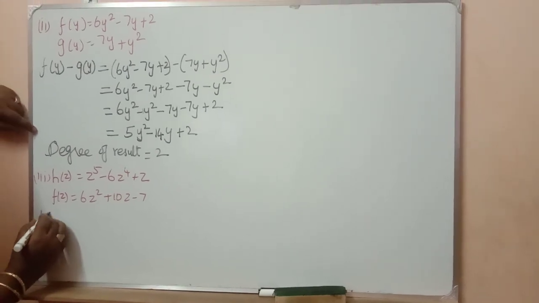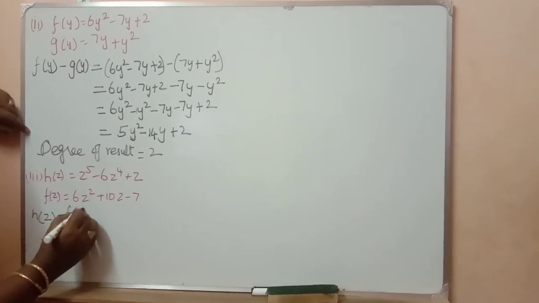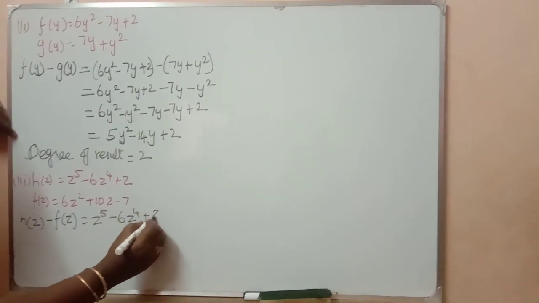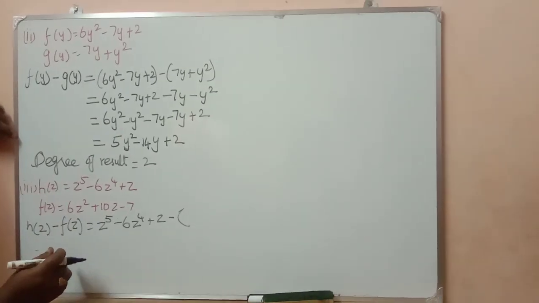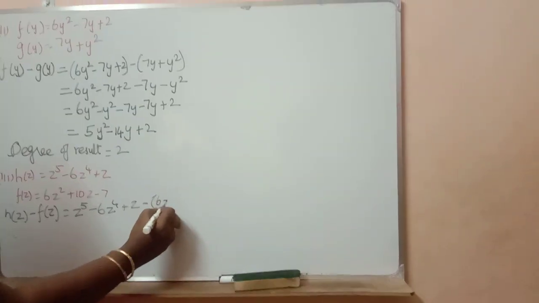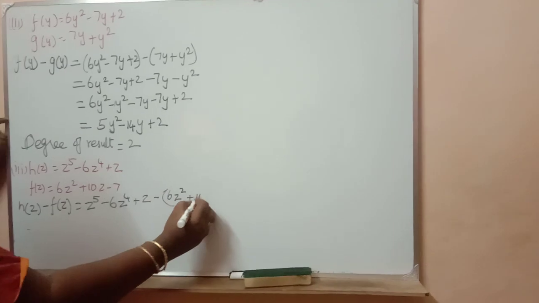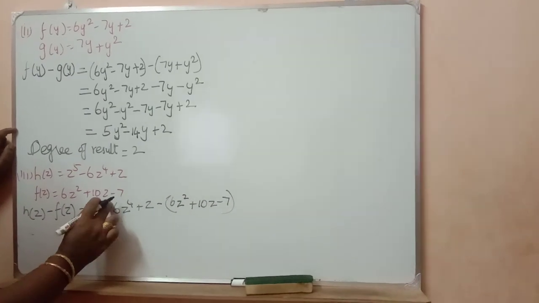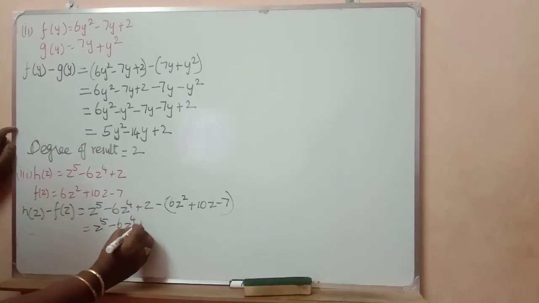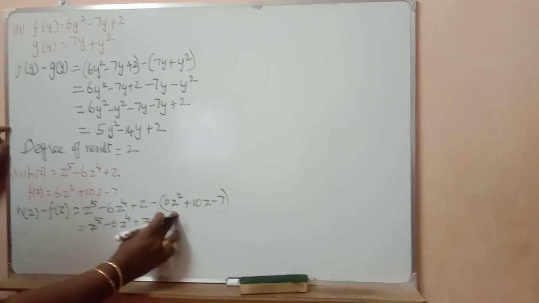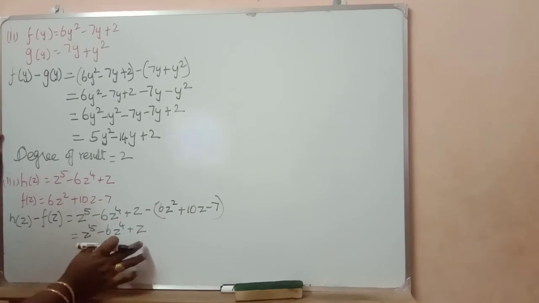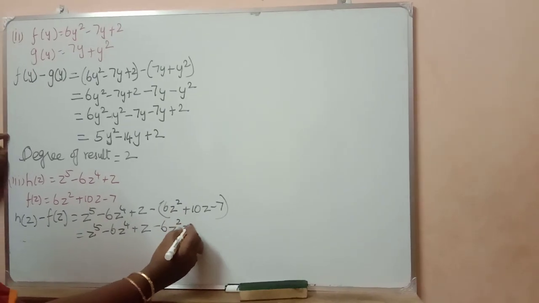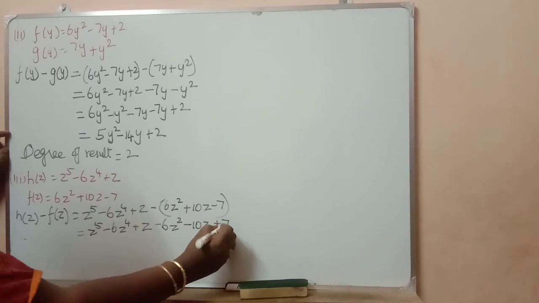Next, h of z minus f of z: z power 5 minus 6 z power 4 plus z, minus the second one in the bracket because of the bracket, 6 z square plus 10 z minus 7. Now z power 5 minus 6 z power 4 plus z. Subtraction means change the sign for the second polynomial, no change in the first polynomial. So plus here, so minus 6 z square, here plus, so minus 10 z, here minus, so plus 7.